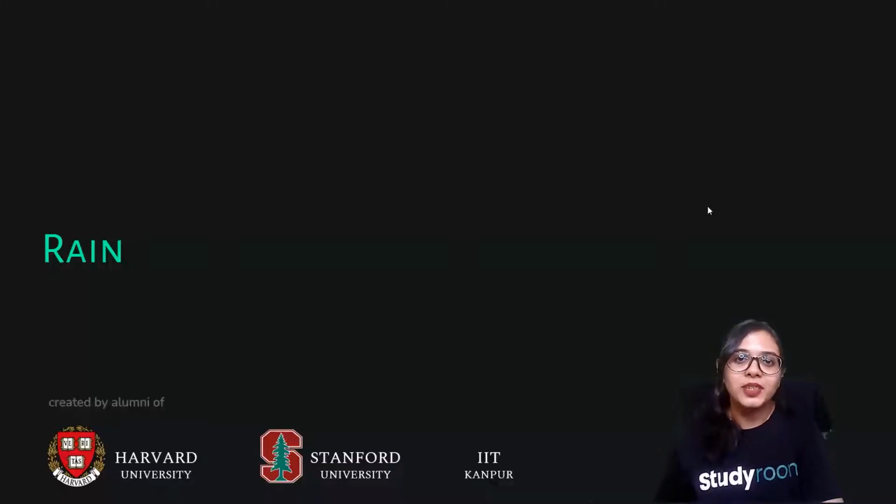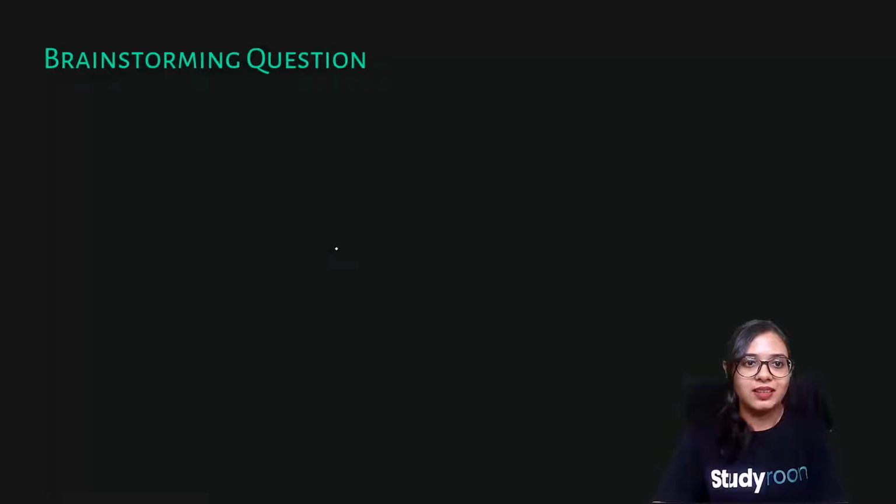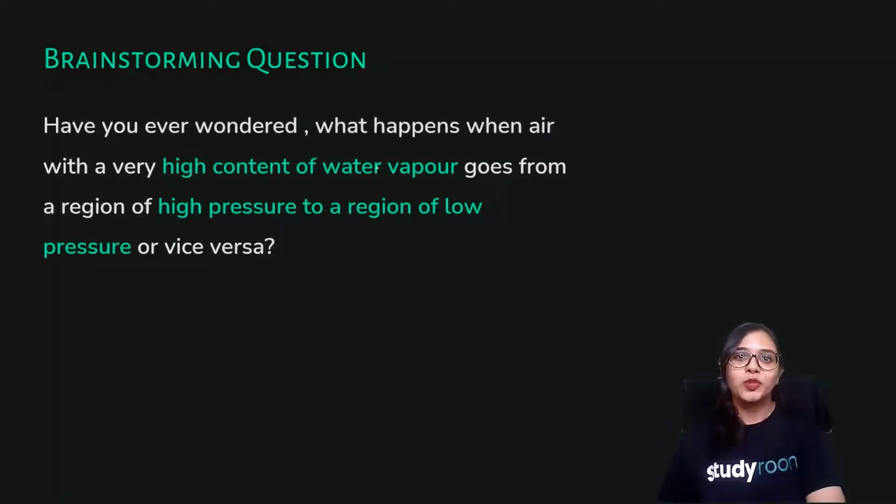In this part of the chapter, we'll be learning about rain, how rain happens, and we'll also be having a look at air and air pollution. Let's get started. Brainstorming question to begin this topic.